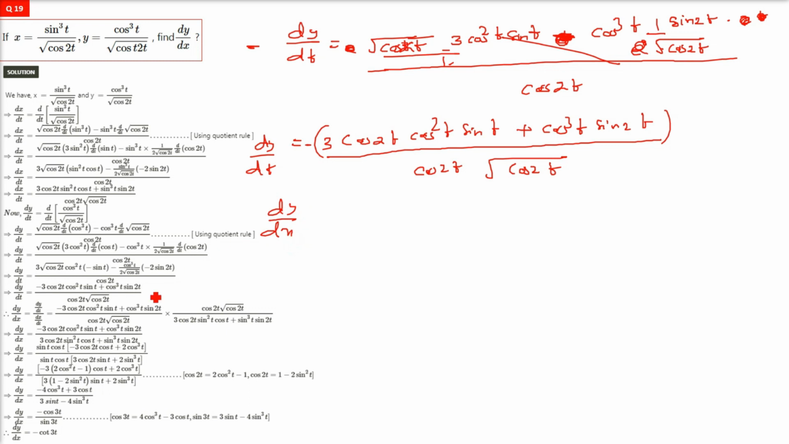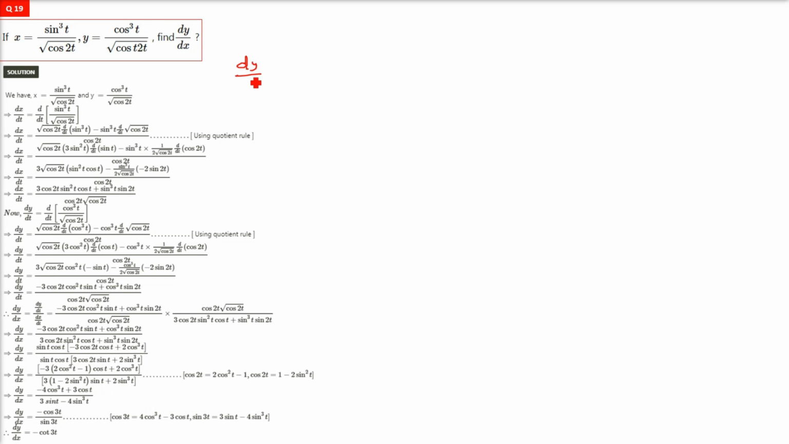Okay. So when you divide this, cos 2t under root cos 2t gets cancelled. Cos 2t and root cos t will get cancelled. Okay. So let us see this. This gets cancelled, so I'm not going to write that because it is going to get cancelled. And the numerator and denominator you already know. So I am writing the numerator and denominator, dy by dx.